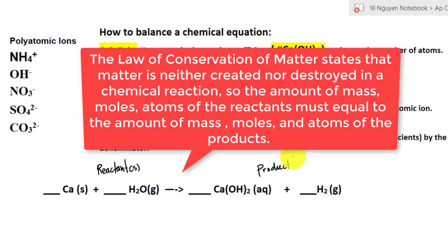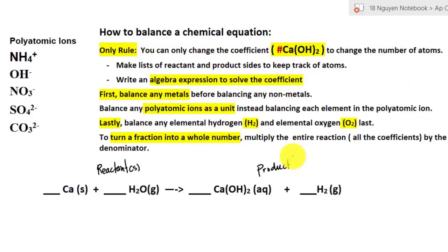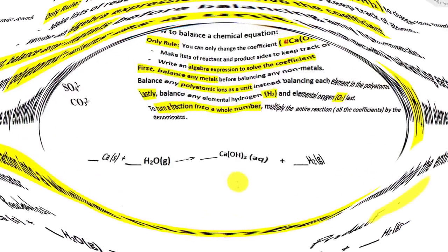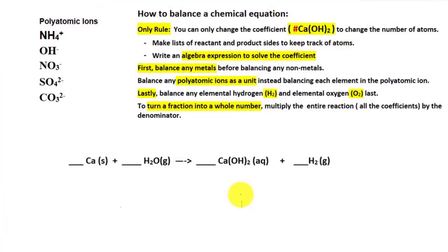And if the moles are the same for each of those elements on both sides, so does the mass, so does the number of those atoms. So that is basically the law of conservation of matter. In order to prove that this law really exists, we have to balance a chemical reaction or chemical equation. In this video, we are going to focus on how to balance a chemical equation.